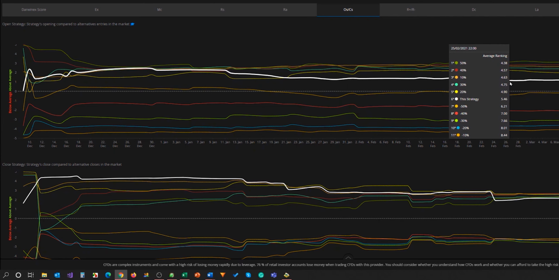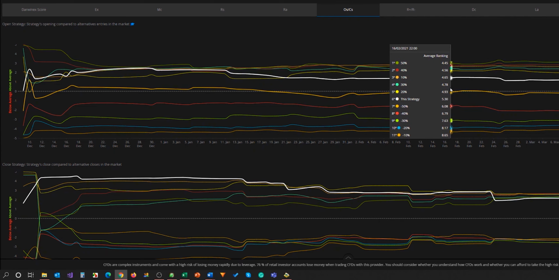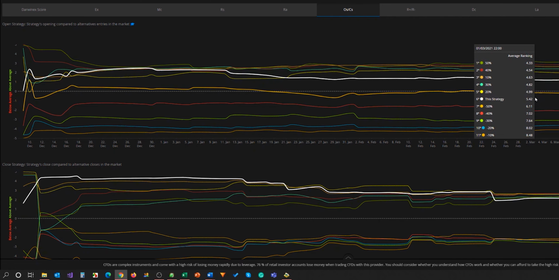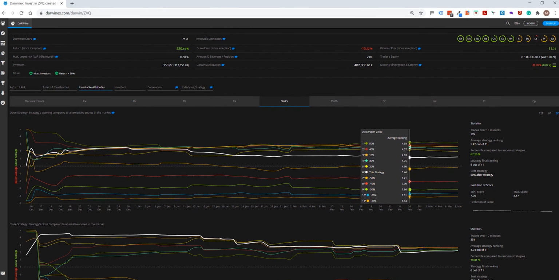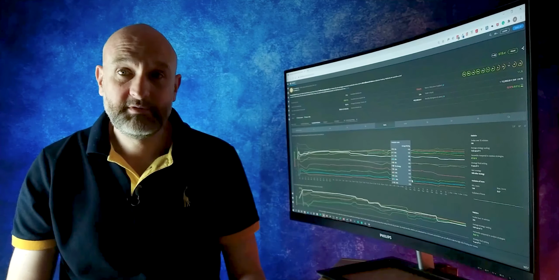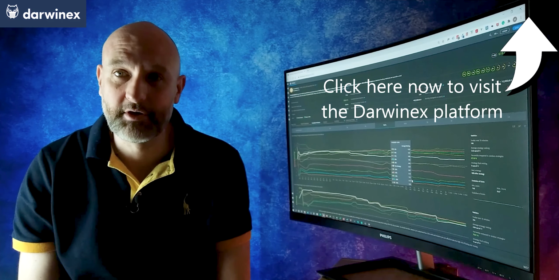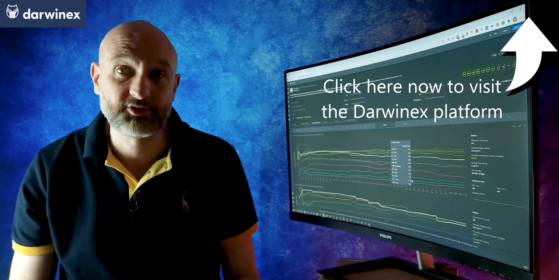So the white line you see here is what actually happened for this trader, and this top chart is for the open strategy, and then likewise below for the closed strategy. And by hovering over, you can see the specifics about whether you'd have benefited from entering slightly earlier on average or slightly later. Now, this is just one metric of many that are on the platform. And so this is maybe something you'd like to consider in terms of linking your existing broker's account with Darwinex so that you can get access to some of these metrics.